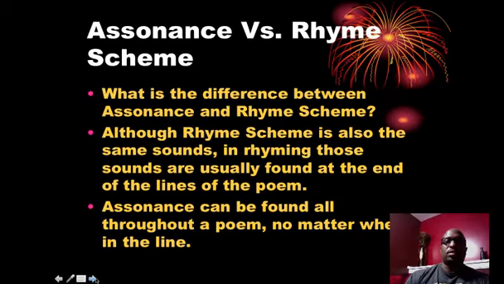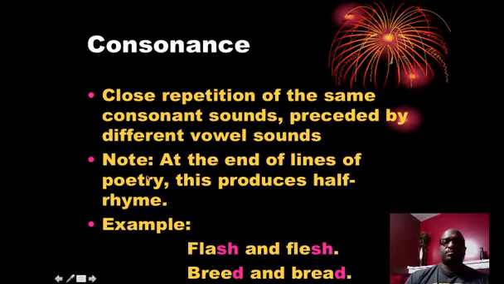All right, so let's move on. So assonance versus rhyme scheme. What's the difference between assonance and rhyme scheme? Although rhyme scheme is also the same sounds, in rhyming, those sounds are usually found at the end of the lines. So assonance can be found all throughout the poem, no matter where the line is. Whereas rhyme scheme is at the end, such as, the cat in the hat. So even though those are at the end of the line, that would be more so rhyme scheme.